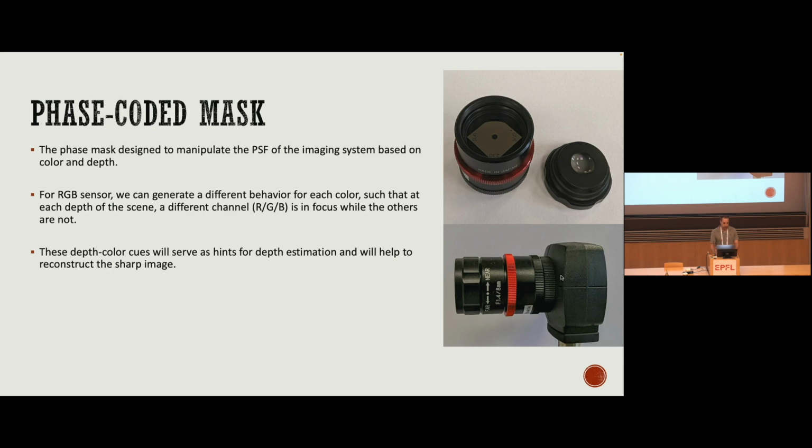Before I dive into the approach, I'll briefly show our imaging system. This is our phase-coded mask. It's designed to manipulate the PSF in such a way that it manipulates the color and the depth, meaning for each RGB sensor, at each depth, some channels will be in focus and some will not. Those cues help us solve depth estimation and reconstruct the all-in-focus image.